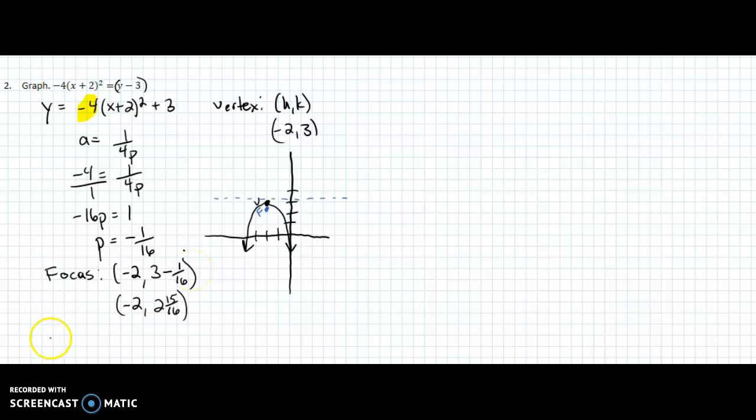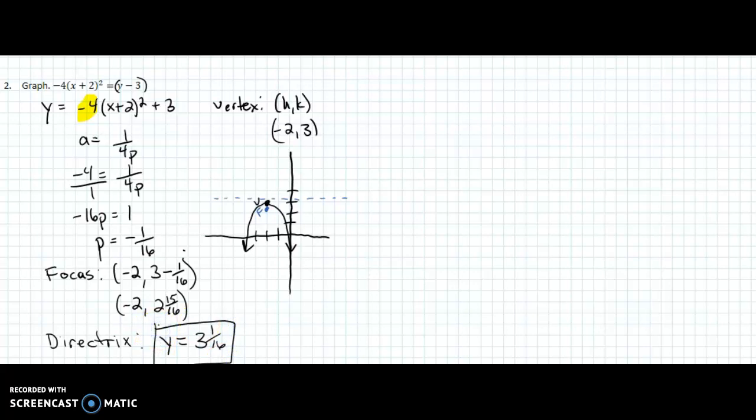The directrix, it's a horizontal line, so it's y equals. And the vertex is at 3, but I counted up 1/16, so it's 3 and 1/16 away, or 3 plus 1/16 away.